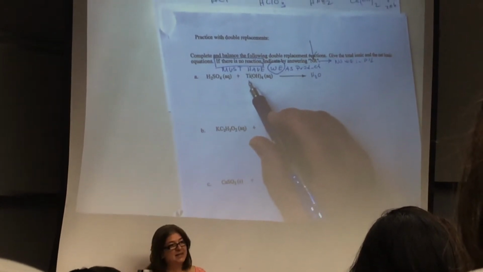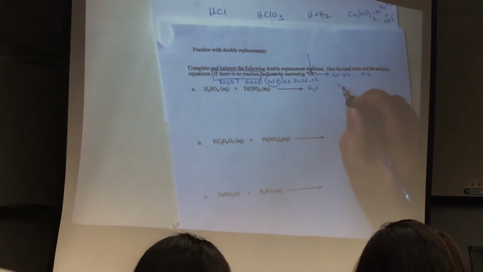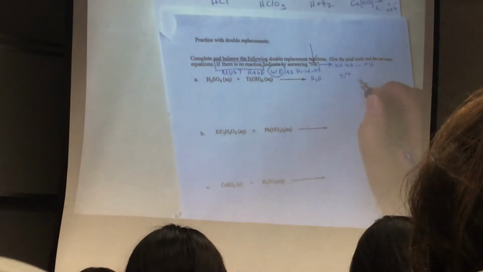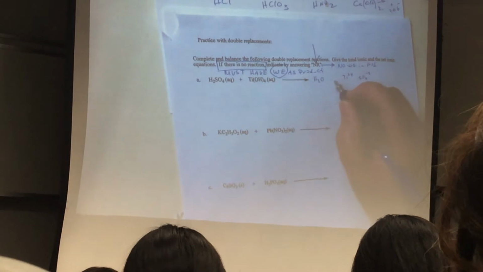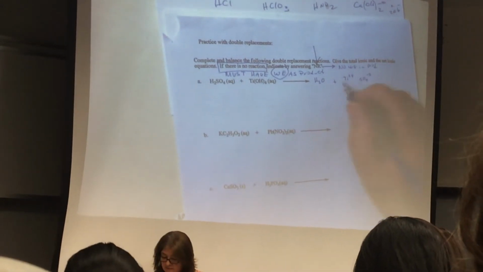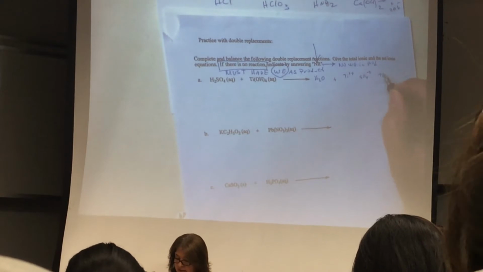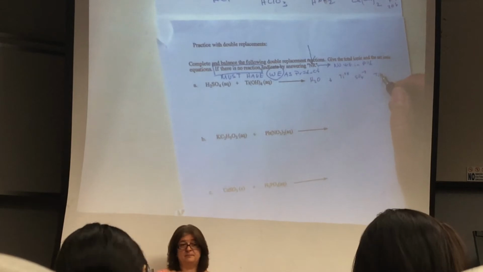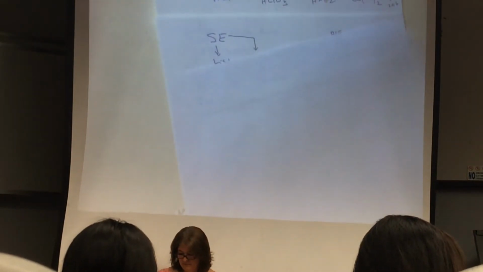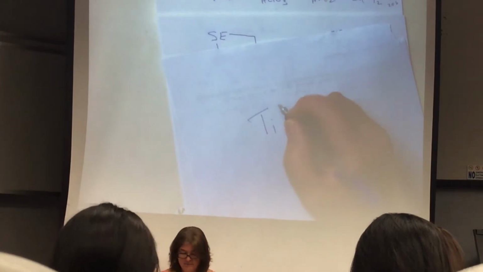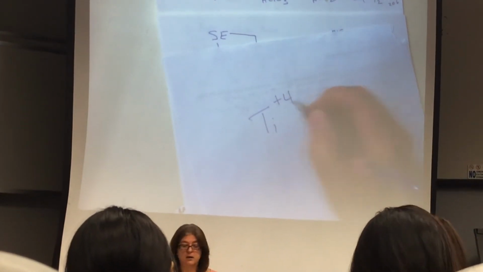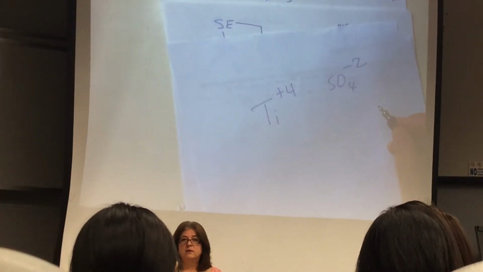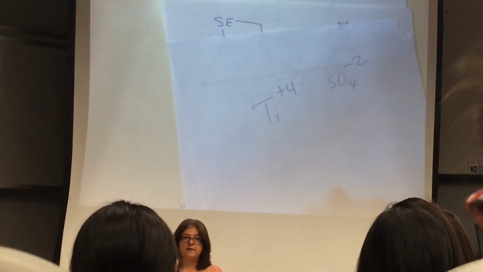What charge is that titanium? What charge is a sulfate? -2. What is the formula of the titanium sulfate that is formed on the right-hand side? Ti, Ti what? What's the charge on the titanium? +4. What's the charge on the sulfate? -2. How many of each do you need for electrical neutrality? 1 titanium and 2 sulfates.